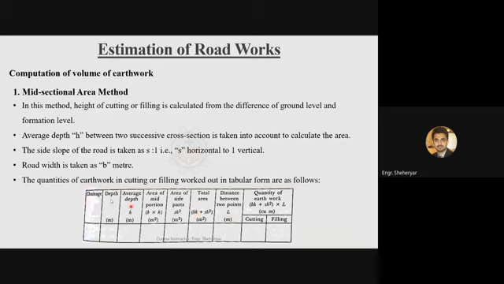Distance between 2 points, distance between these two chainages will be written here, and multiply this length with the total area, and you'll get the volume of the earthwork either in the cutting or in the filling.